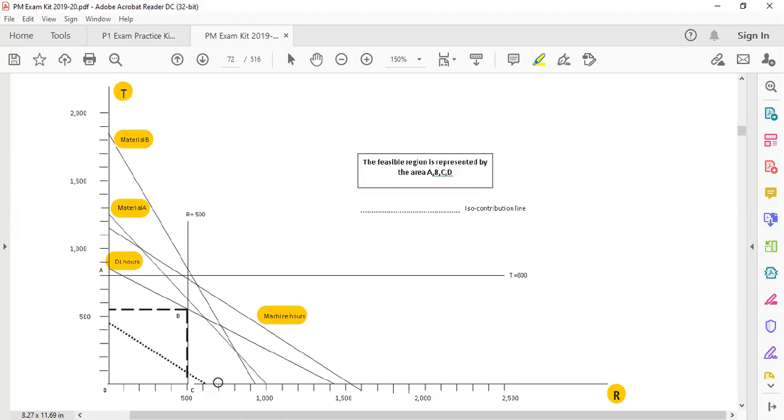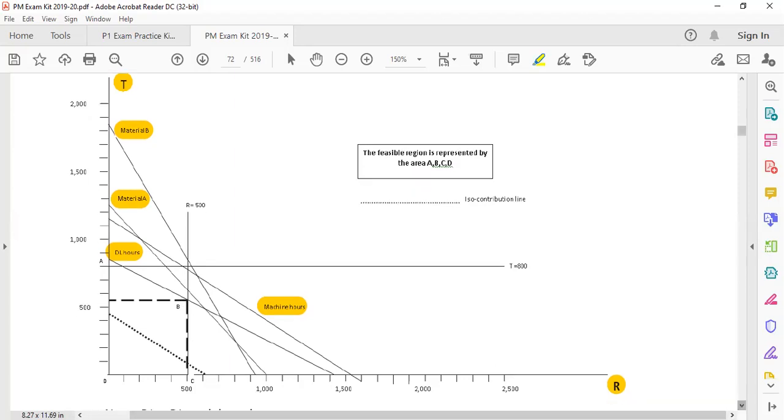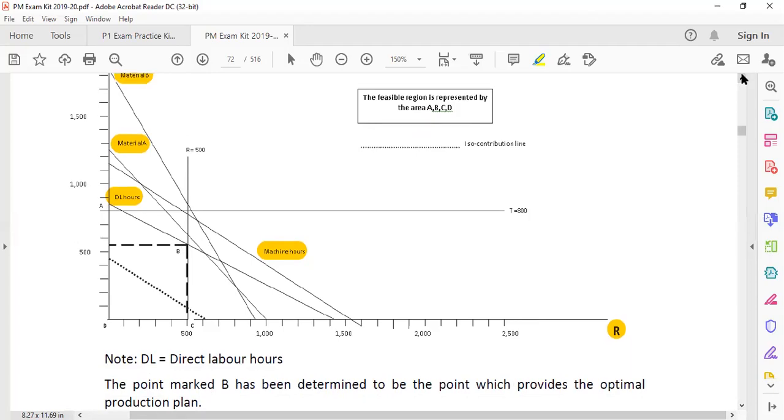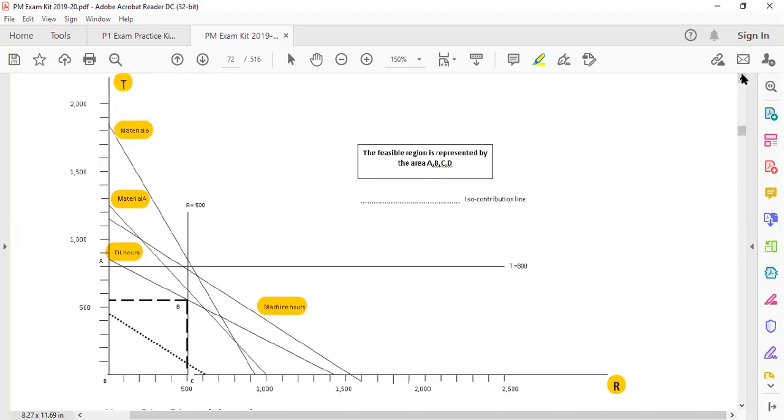Whatever are the points of x and y in the feasible region, when they are substituted in the objective function, one will prove to be the correct one, which is the optimal solution. So that is also calculated. They have already calculated the optimal point, so the mention is there in the question. It says that the point marked B, this one, is determined to be the point which provides the optimal production plan. That is also done.